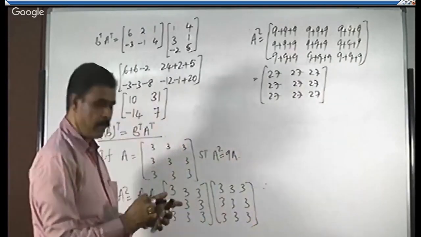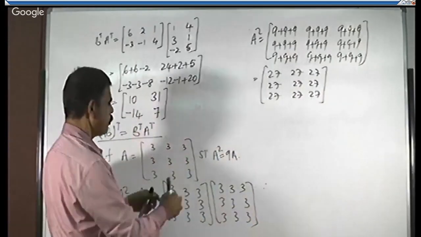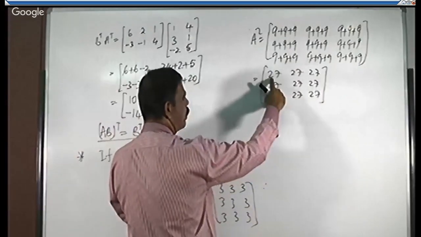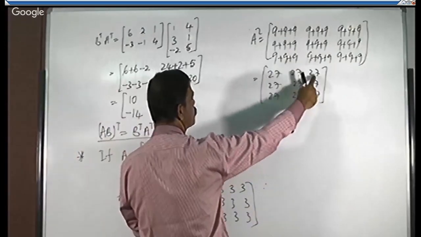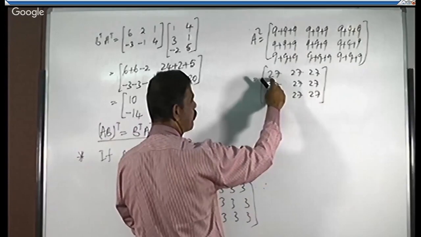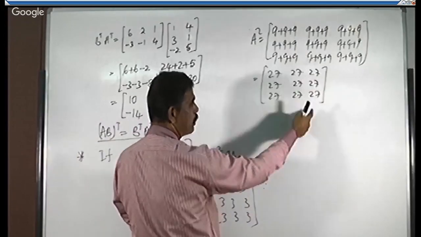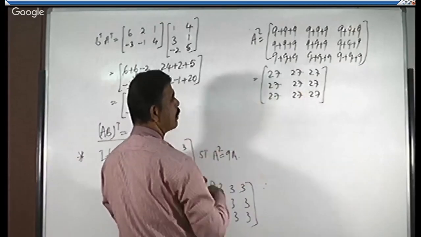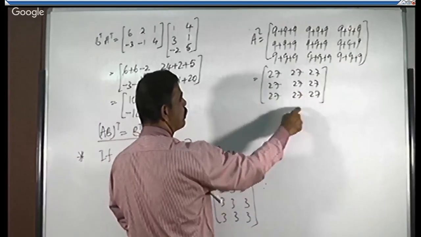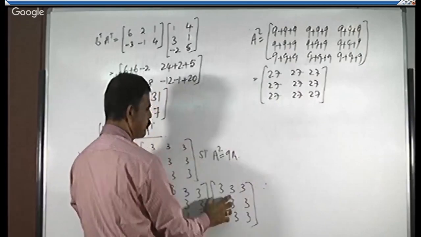So I can prove it in two ways. One, I take 9 common from all the elements. If I take 27 as 9 into 3, 9 into 3, 9 into 3, 9 will be common in all the elements that can be taken outside. That becomes 9 into 3, 3, 3. What is 3, 3? It is A.